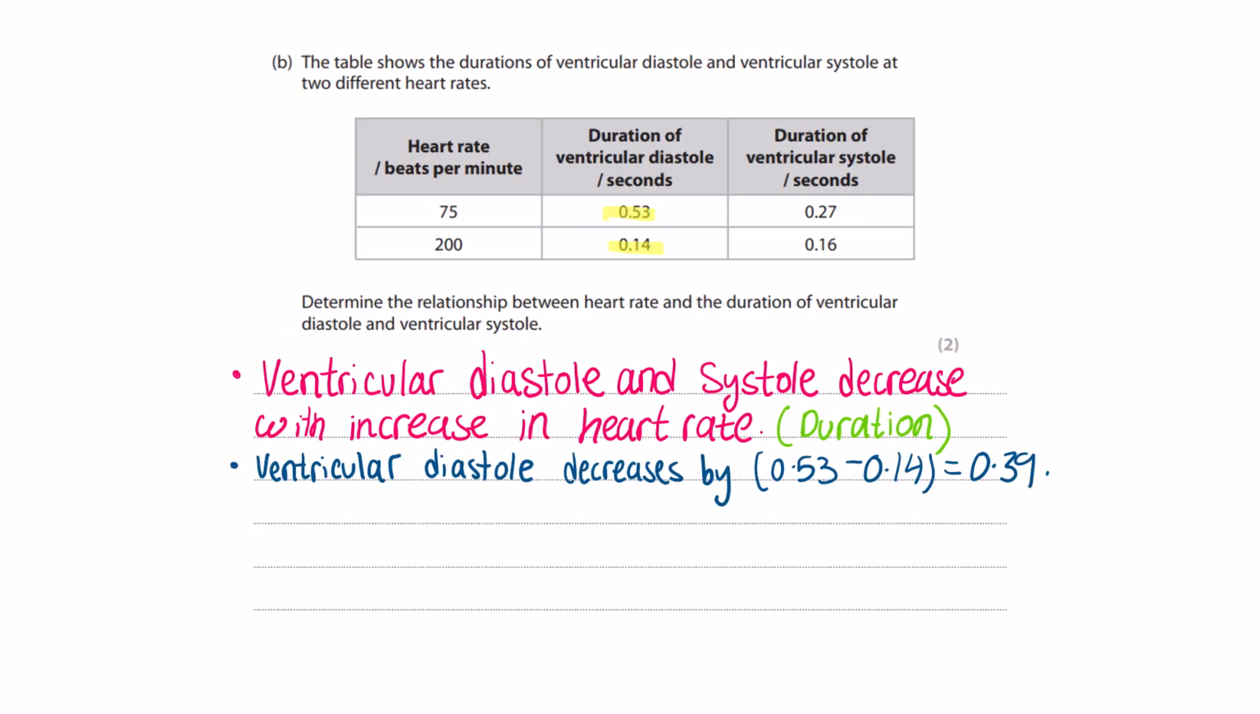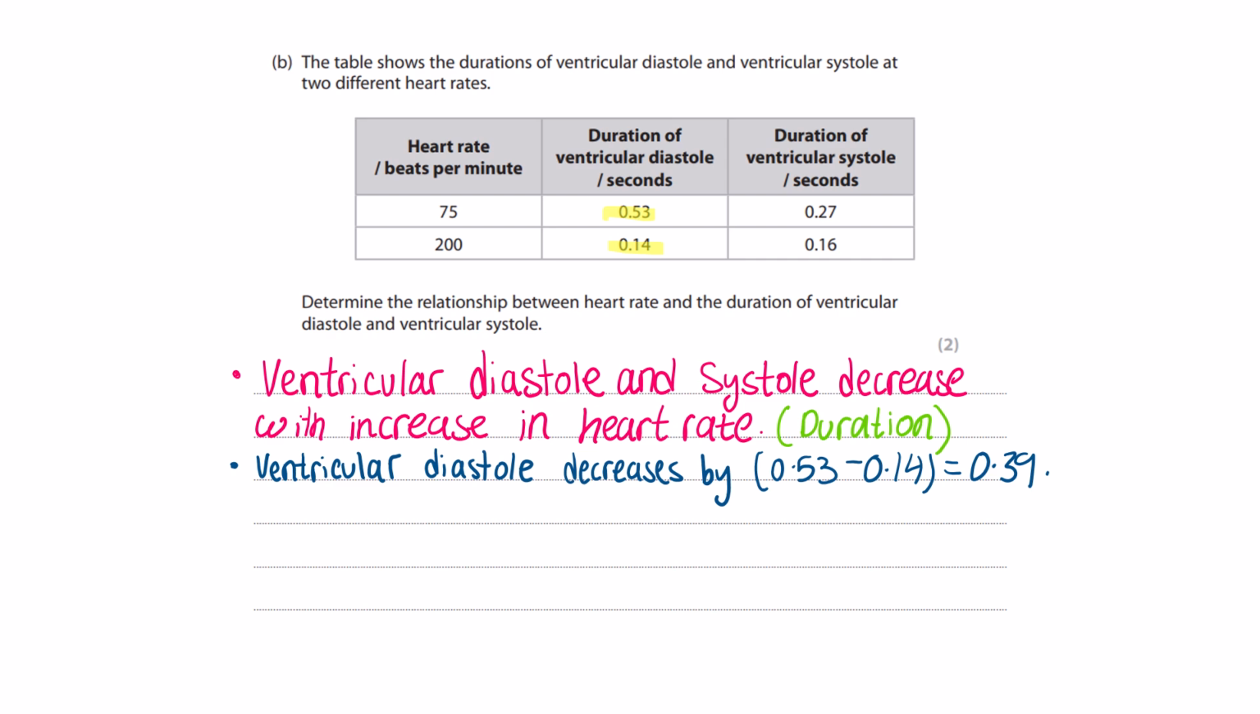Okay, the table shows the durations of a ventricular diastole and a ventricular systole at two different heart rates. Remember, diastole is closed, systole is open. Systole, diastole, diastole, systole, okay? This is just the opening and shutting of the valves. So the heart rate is beats per minute. We have 75 and 200.